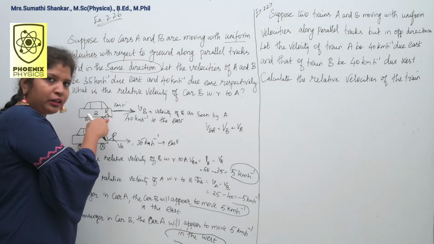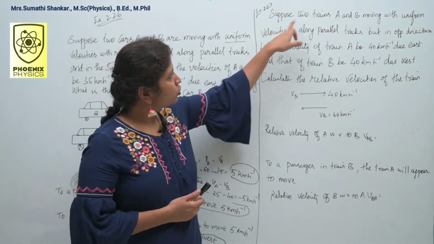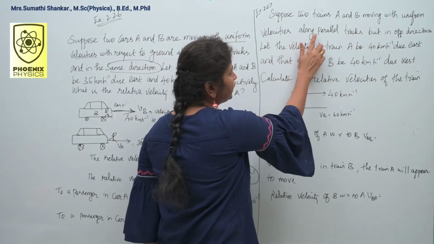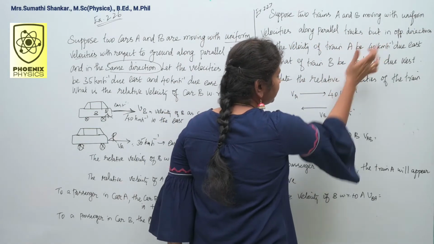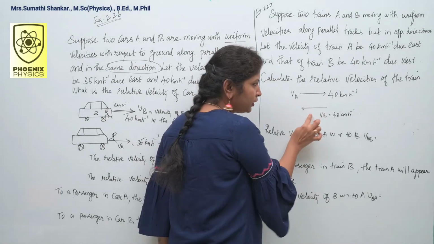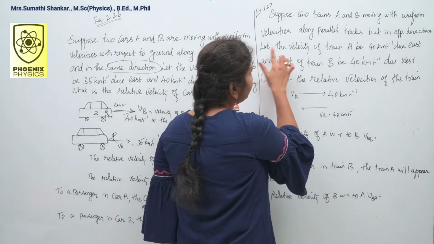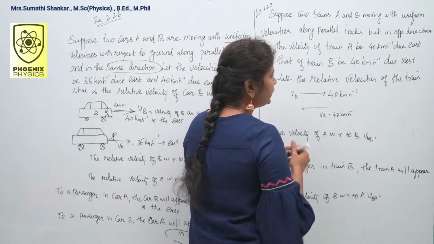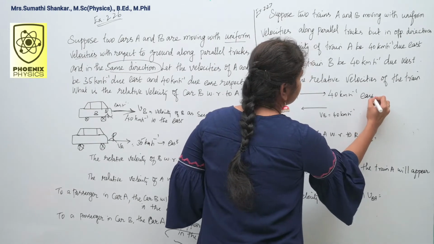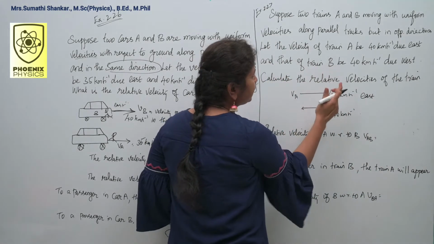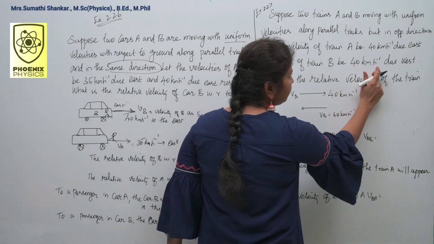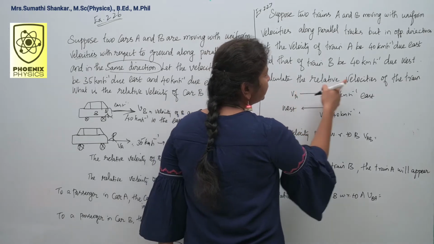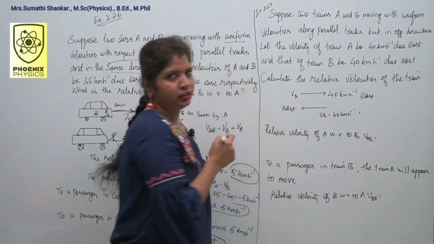the car B. Next problem, suppose two trains A and B are moving with uniform velocity along parallel tracks but in opposite direction. Let the velocity of train A be 40 km per hour due east. This direction is east, and that of train B be 40 km per hour due west. So this is west direction. Calculate the relative velocities of the trains.